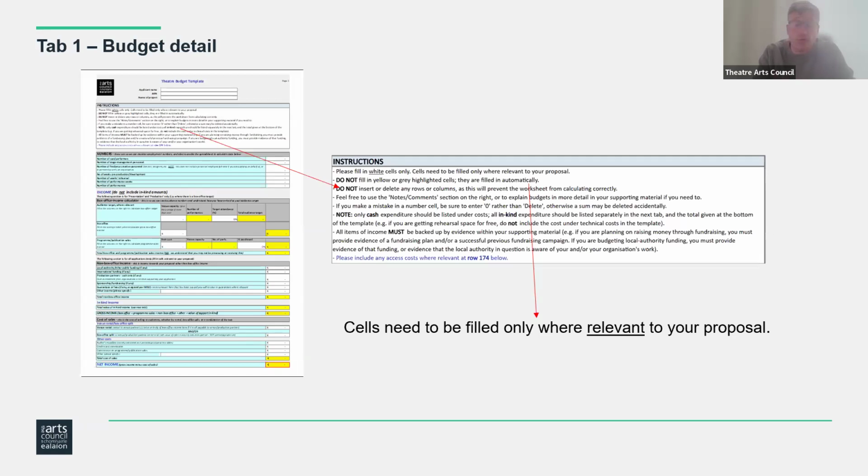Please don't fill in yellow cells or gray cells, or delete rows or columns, because to do so would break up the embedded calculations. So the calculations wouldn't work if you were to delete a column or delete a row. So just be mindful of that.